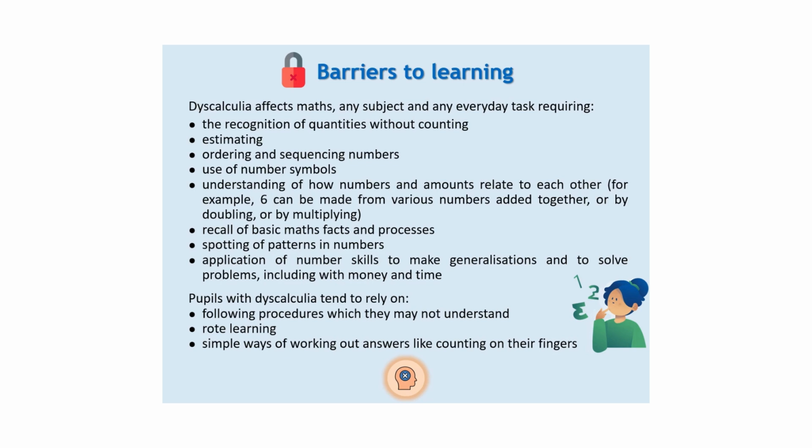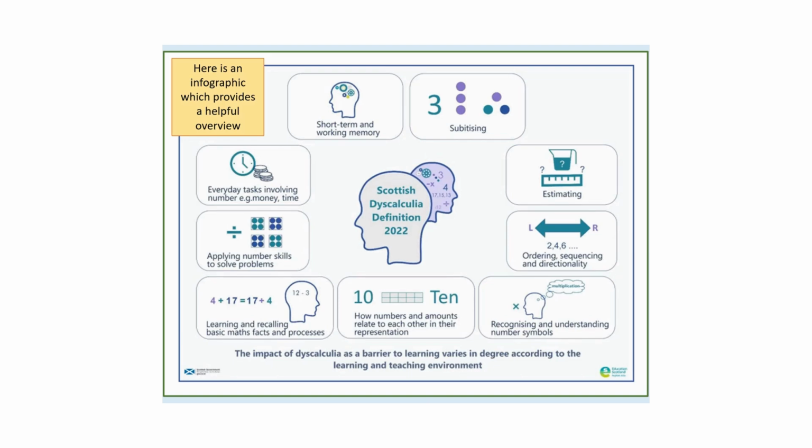Pupils with dyscalculia tend to rely on following procedures which they may not understand, rote learning, and simple ways of working out answers, like counting on their fingers. Here is an infographic which provides a helpful overview.